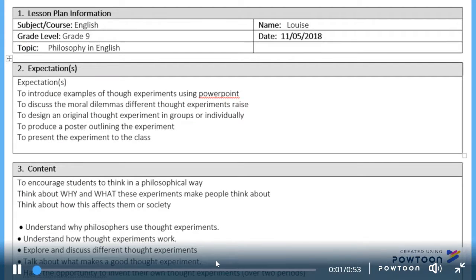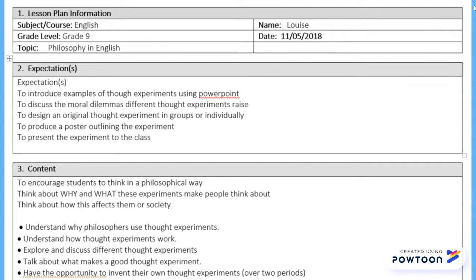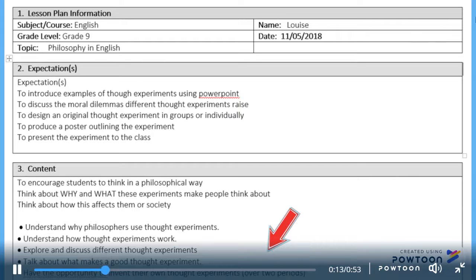Okay, we're now going to take a look at a lesson plan about thought experiments and analyze it based on the ISTE standards for use of technology in classrooms. This lesson is about thought experiments. The teacher uses PowerPoint to provide some examples, and the students are asked to discuss the moral dilemmas raised as a class. In groups, they then research and design their own experiment and present this to the class.